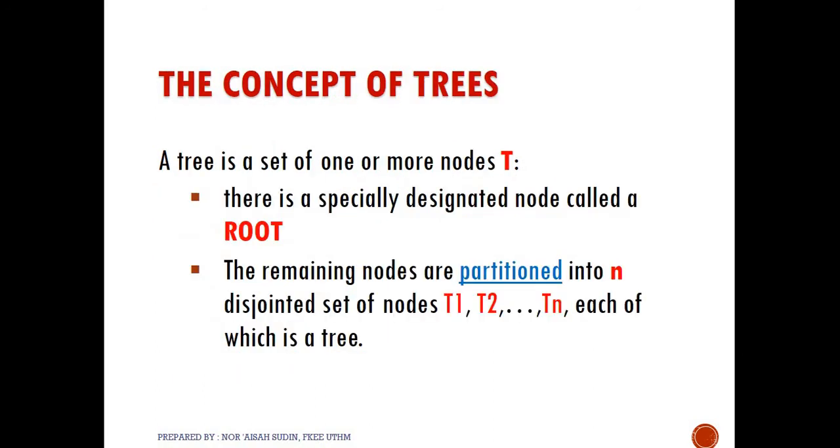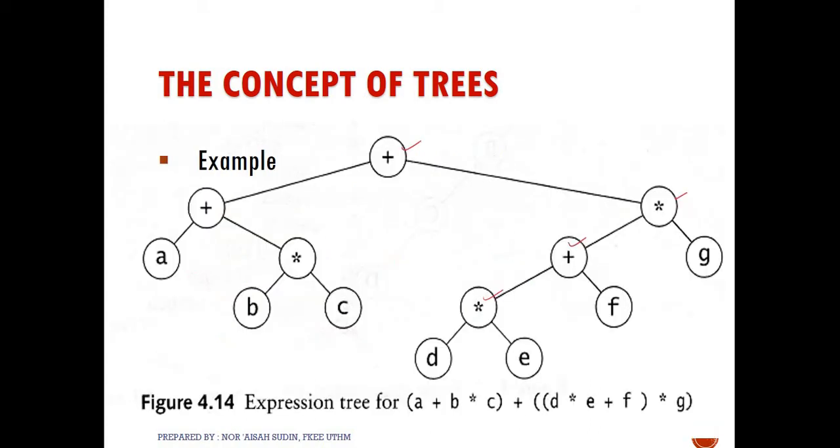Now, the concept of a tree. A tree is a set of one or more nodes, which we call T. There should be a designated node called the root. There must be one root for a tree, and the remaining nodes are partitioned into n disjoint sets of nodes, T1 until Tn. It depends on how many nodes the tree has. This is the basic concept of a tree.